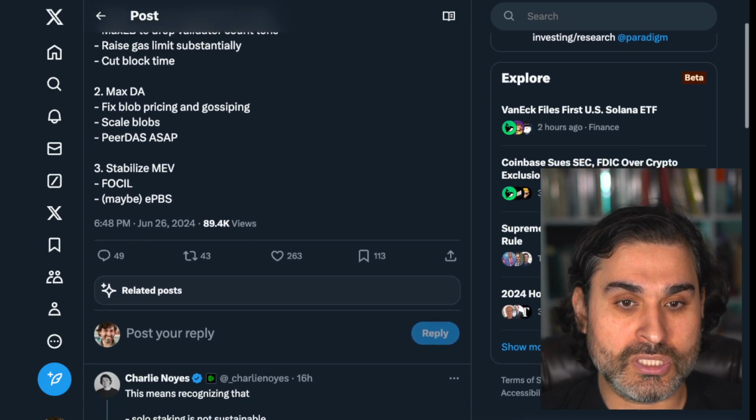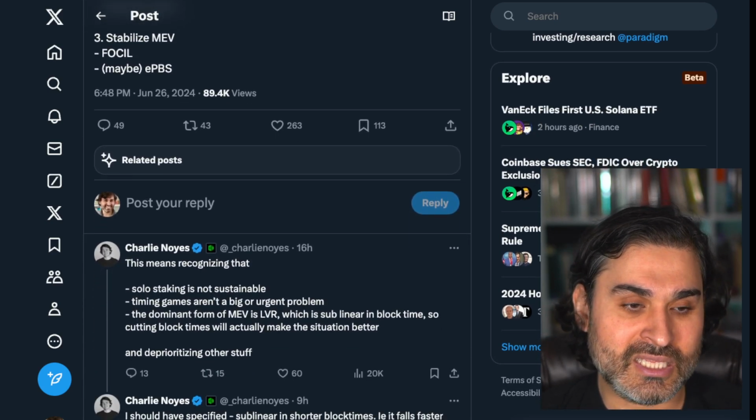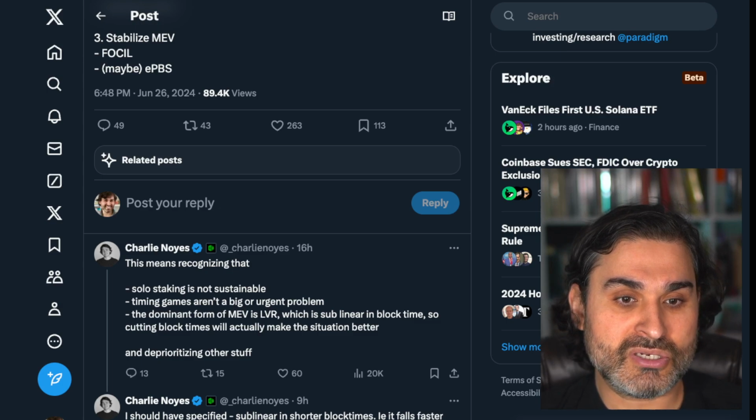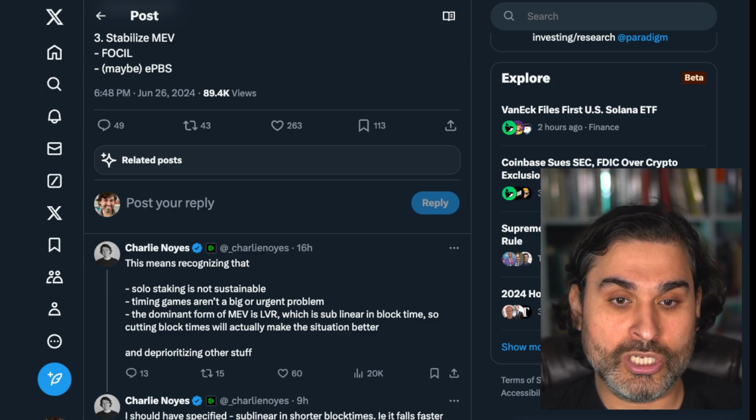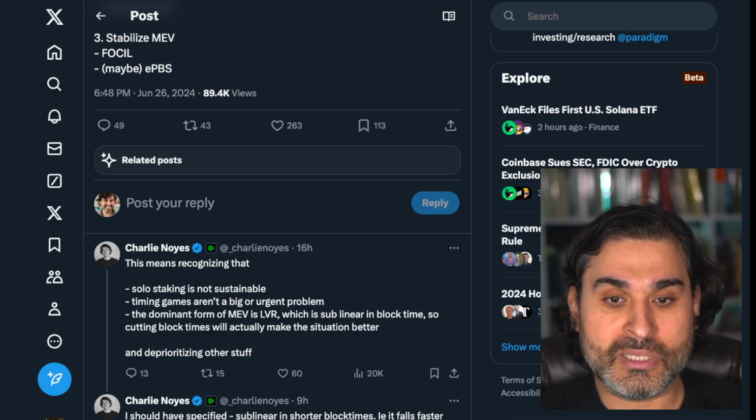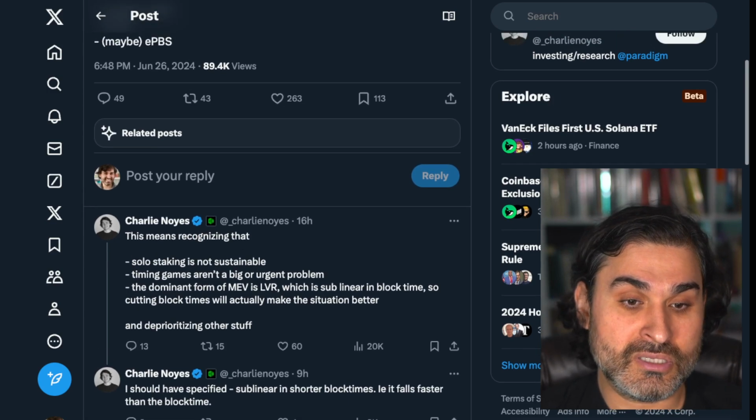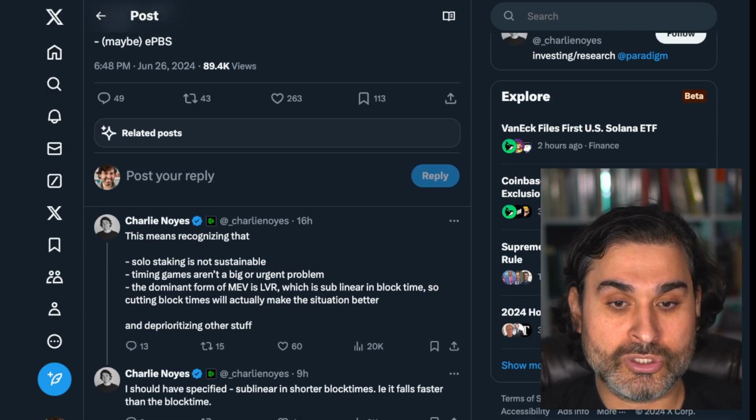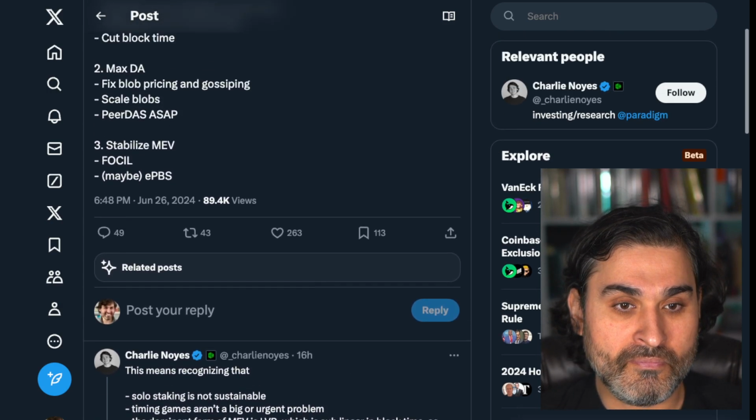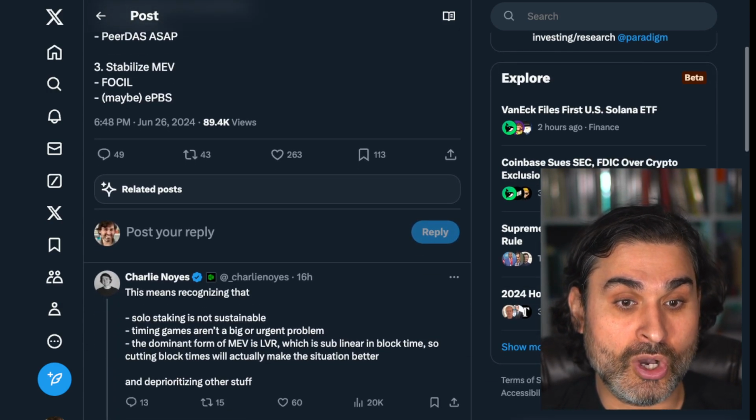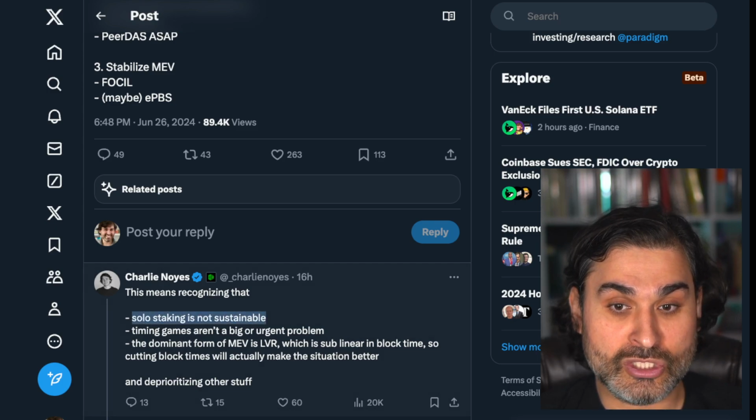Now, this was kind of controversial, and I'll get to that in a second, but Charlie says this means recognizing that solo staking is not sustainable. Timing games aren't a big deal or urgent. And the dominant form of MEV is LVR, which is sublinear in block time. So cutting block times will actually make the situation better, and deprioritizing other stuff. And he says, I should have specified sublinear in shorter block times, i.e. it falls faster than the block time. So the main thing that people really jumped on here is that solo staking is not sustainable.